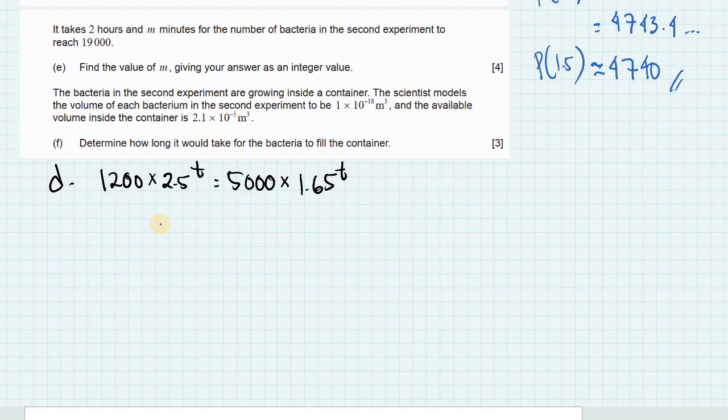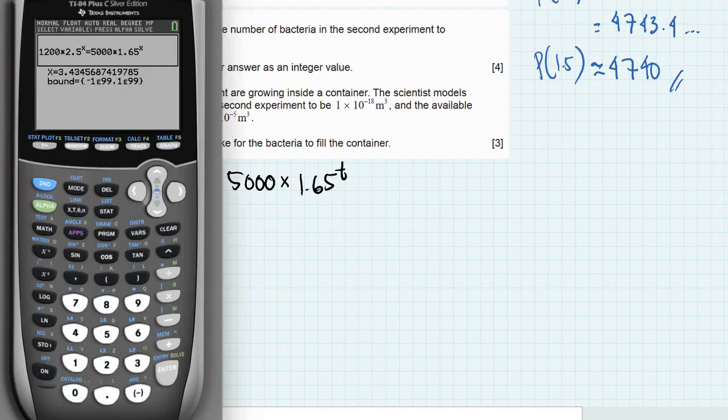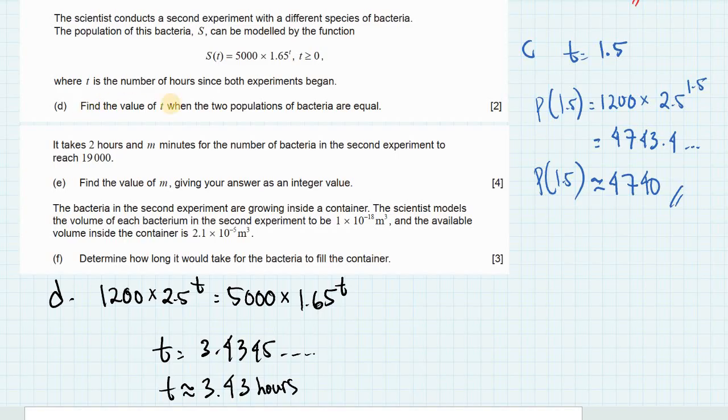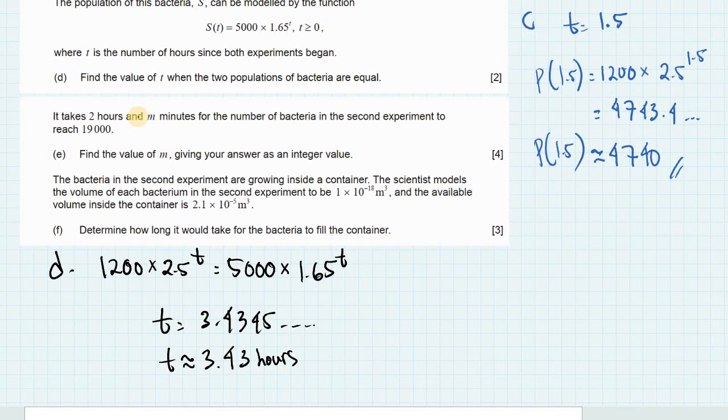So we have t equals 3.4345, or t is approximately 3.43 hours. Wait a minute, what should we answer this on? Find the value of t where the two populations are equal. Okay, it doesn't ask us for the nearest minute, so this one is okay.